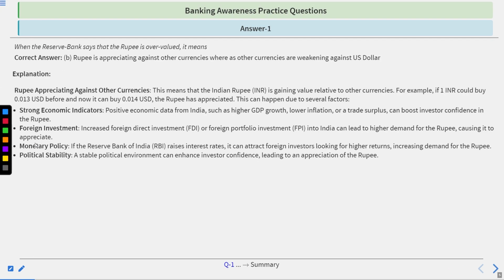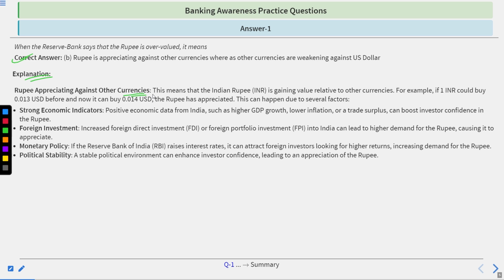Time's up. Correct answer is B. Go by the explanation. Rupee appreciating against other currencies means that the Indian rupee is gaining value relative to the other currencies. For example, if one INR could buy 0.013 USD before, and now it can buy 0.014 USD, that means the rupee is getting more dollars in exchange. So that's why it is called that the rupee has appreciated.